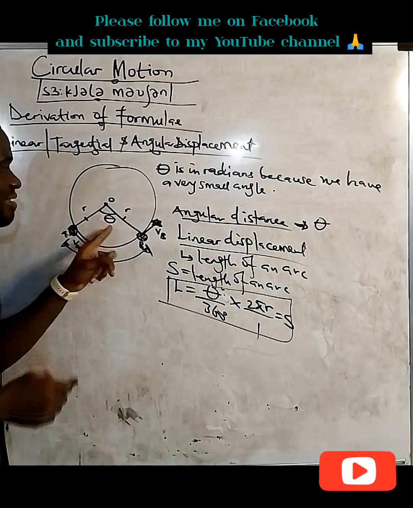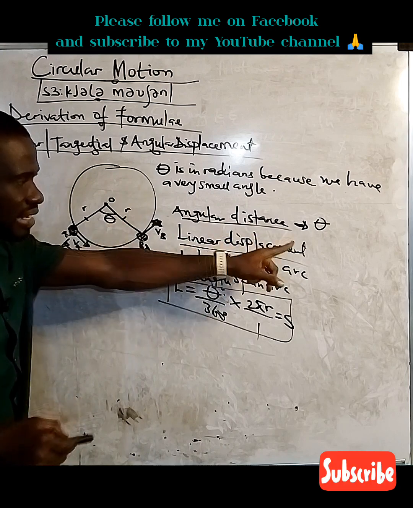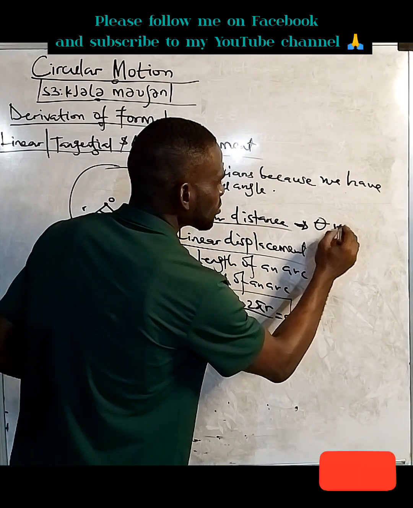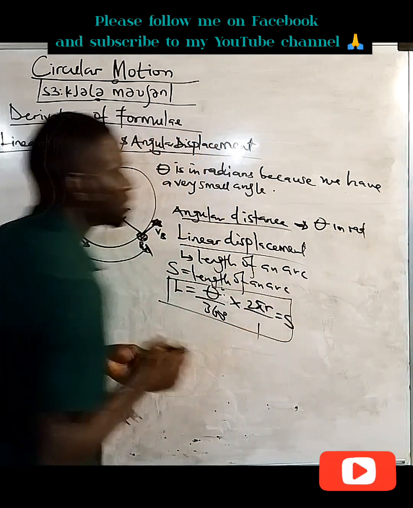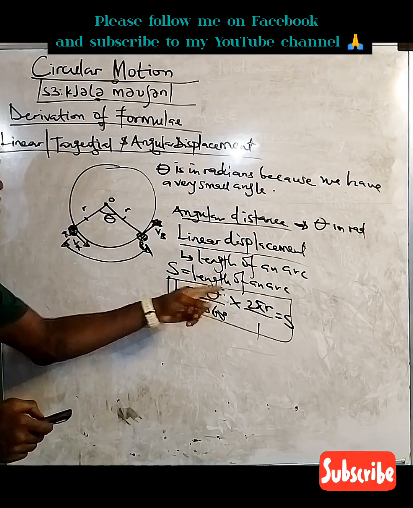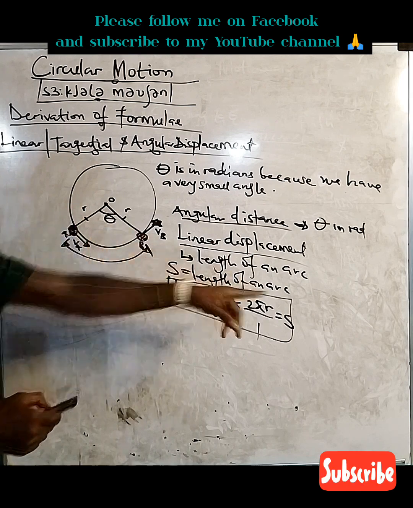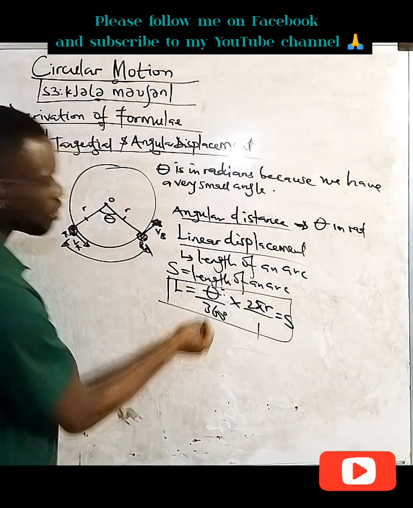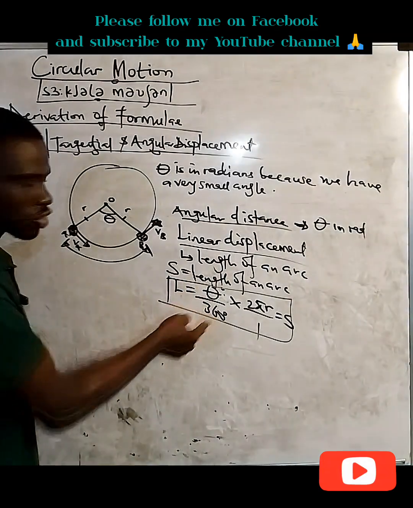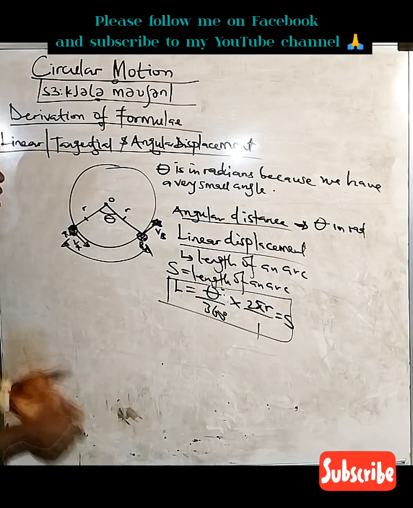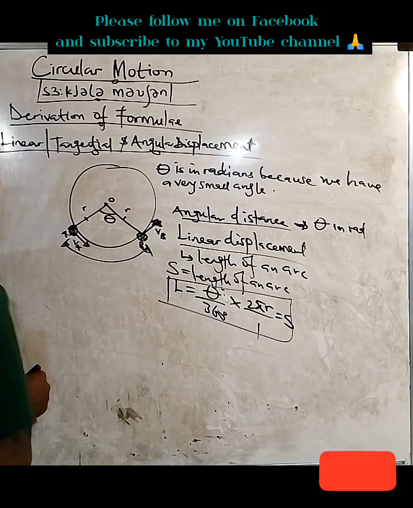Don't forget this theta here, which is angular distance, is in radians. Why? Because you're talking about a very small angle. But the theta in the arc formula should be in degrees, not radians, and the theta we have here is in radians. So we have to look for a way to convert this theta in radians to theta in degrees. Once we do that, we fix it into this, and then we can easily get our formula for linear displacement. So let's look for a way.